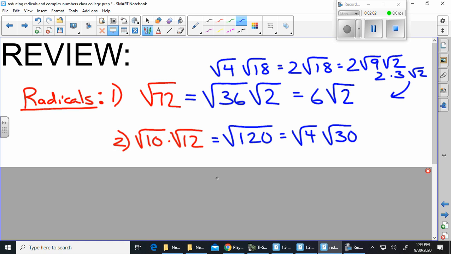The square root of 4 is 2. You don't know the square root of 30. No perfect square goes into the square root of 30.